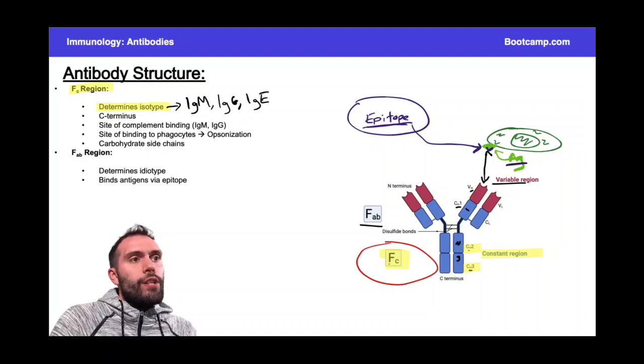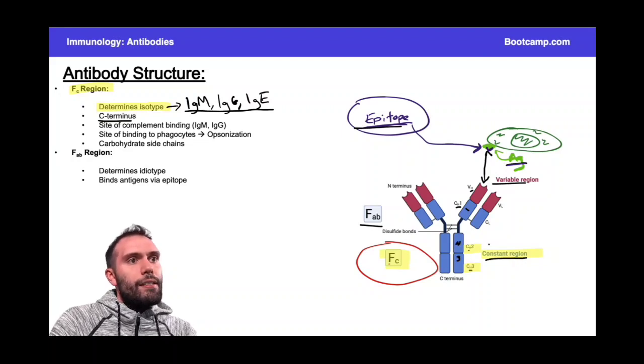This region doesn't determine what epitope the antibody can bind to, right? That's for the antigen binding region. In the constant region, we're just determining the isotype. So what type of antibody is it? And in this region, we also have the C terminus. And so some people remember this by saying, hey, there's the constant region here, constant is C, and there's also a C terminus. And there's also, since we're talking about C, site of complement binding. IgM and IgG will use this region in particular for binding complement and then activating complement.